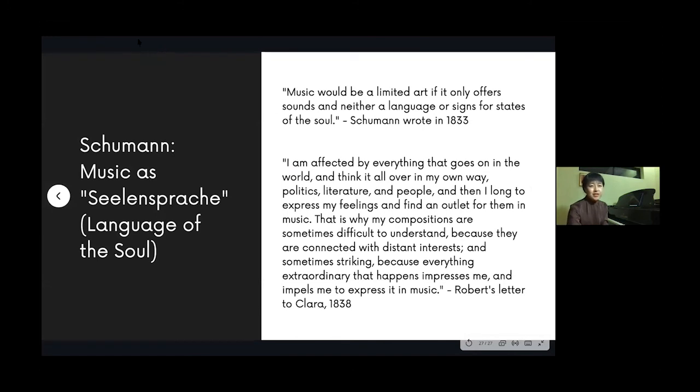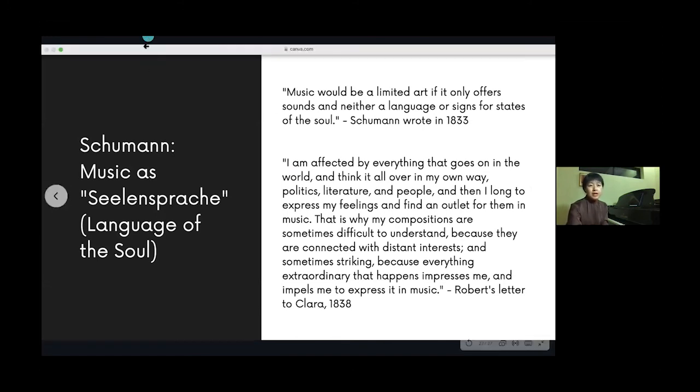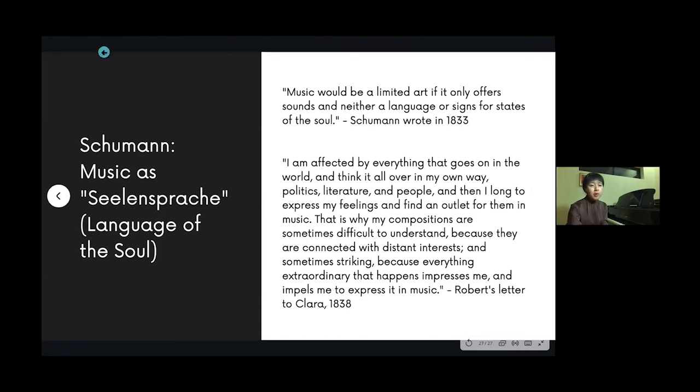And the very last one, this is what I want to share with you, and it's good to close with this. This is what Schumann thought music actually is. Schumann thought music is the language of the soul, Seelensprache. So it is the language of the soul. And according to Schumann, if music just contains sound, it will be boring. It should express the state of the soul. And this is what he wrote in 1833.